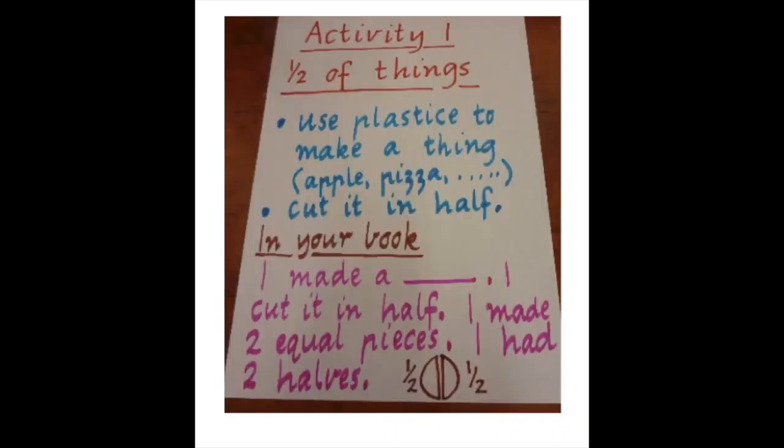For activity 1, half of things, the students were instructed to use plasticine to make a thing, for example, an apple or a pizza. Then they had to cut it in half. In their book, they had to write, I made a pizza. I cut it in half. I made 2 equal pieces. I had 2 halves. For this activity, all the students managed to complete the first part of the activity, but only a few attempted writing in their books.